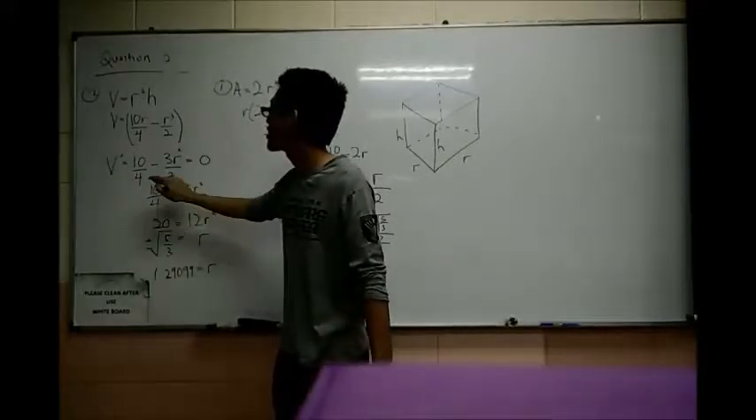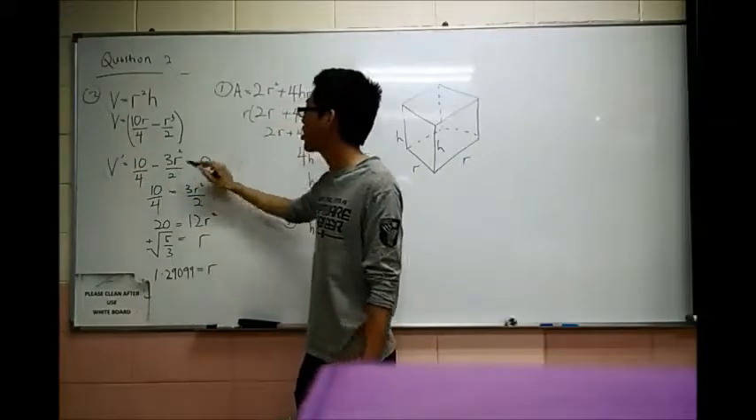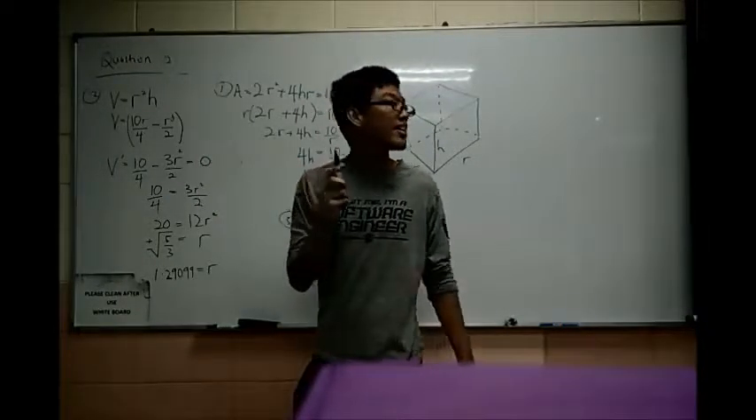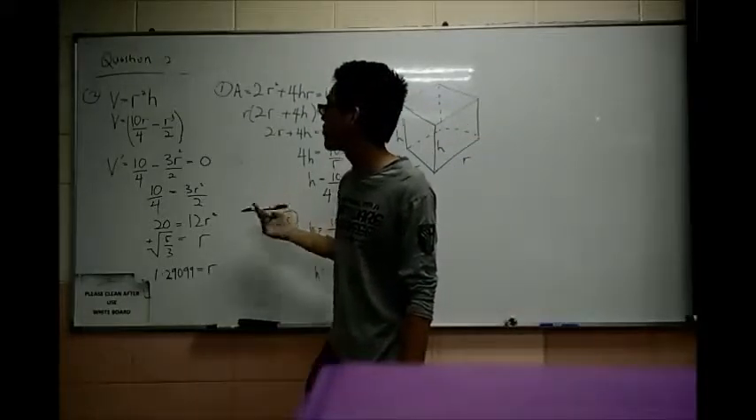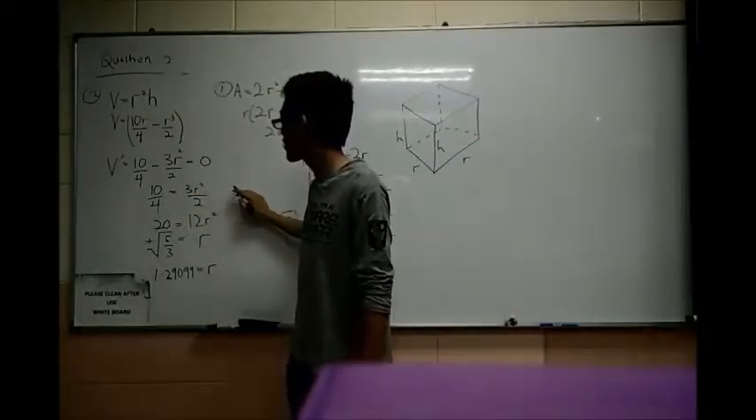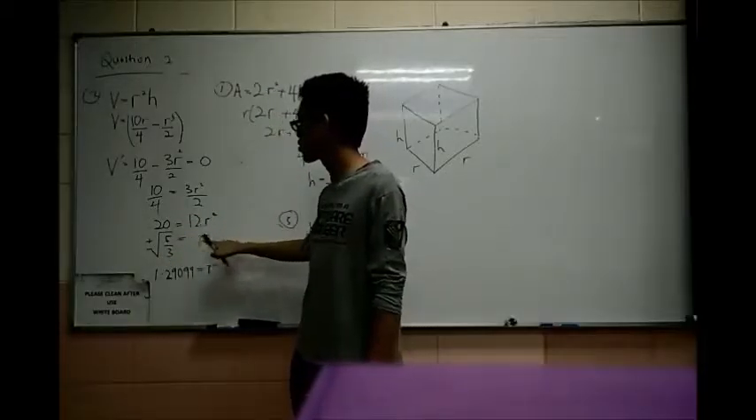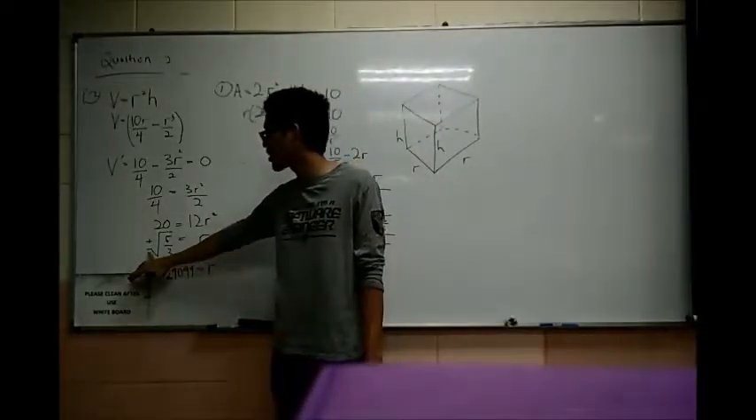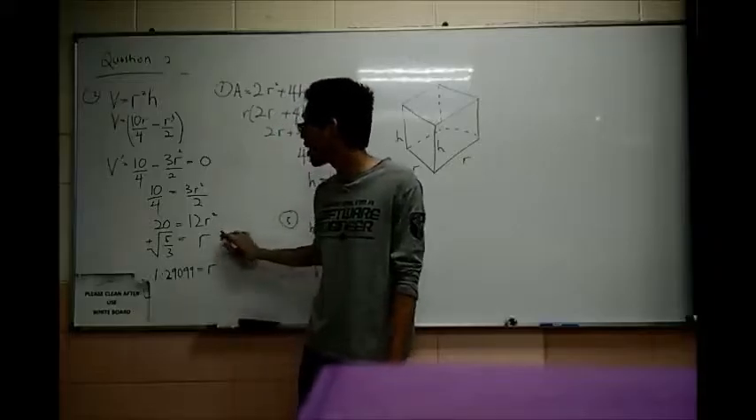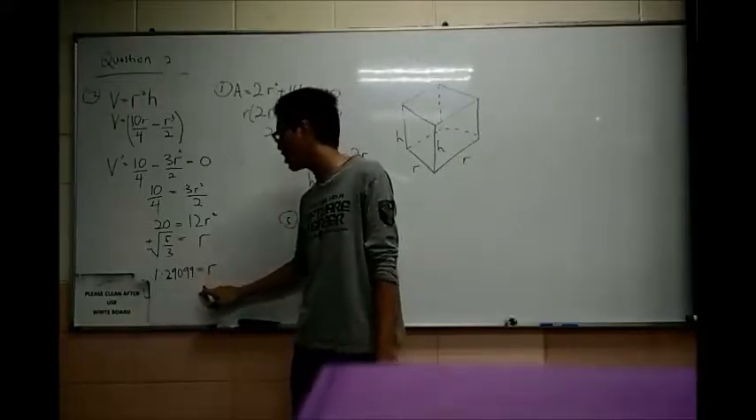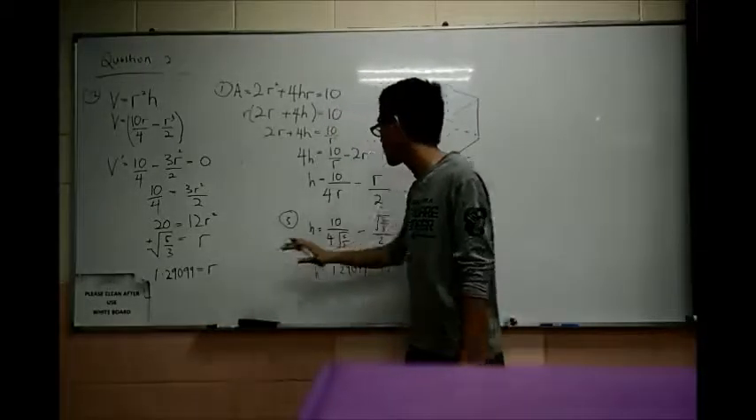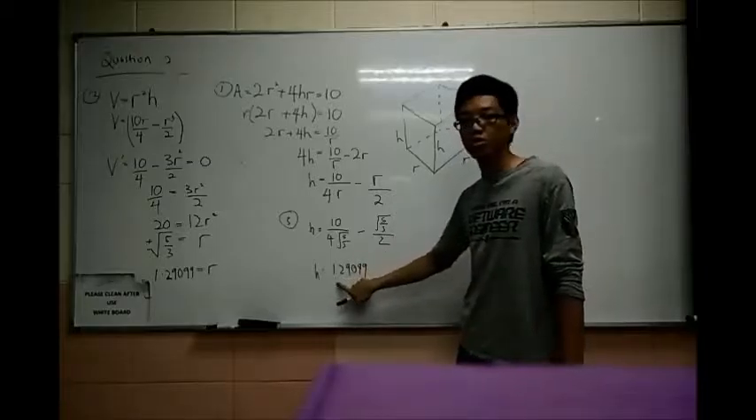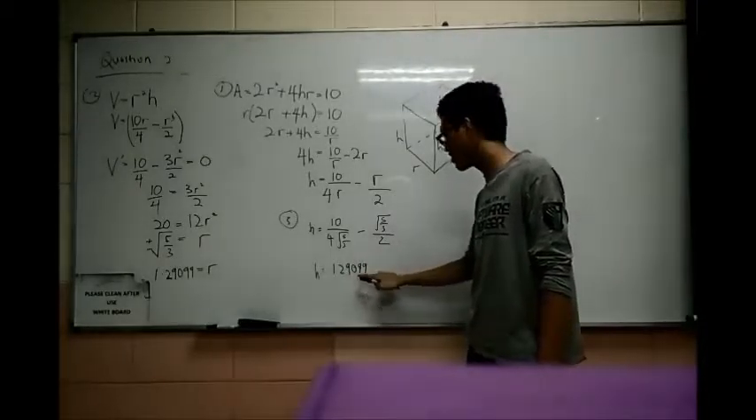Then we differentiate this one, and then we get 10 over 4 minus 3R squared over 2. Then we make it equal to 0, because we have to find the critical point, which is how we determine the maximum volume. So we set it equal to 0, and then in the end we get R equals root of 5 over 3. Since this is a length, there's no way it could be negative, so we take the positive value, and R is equal to 1.29099. Then we substitute this R back into this equation, and we will get h equal to 1.29099.